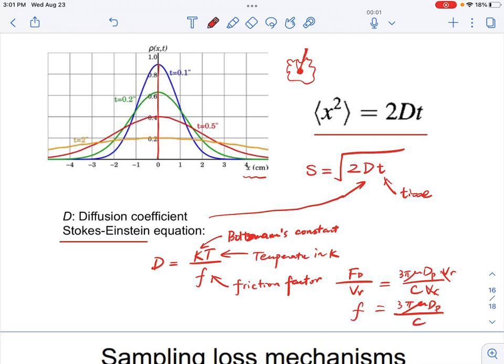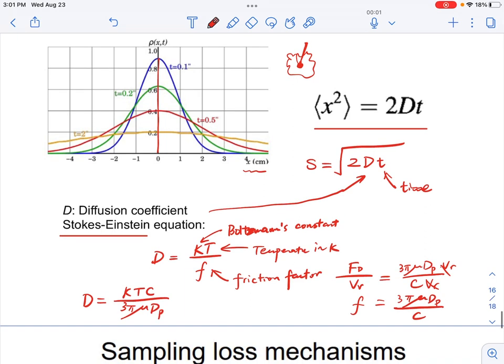So this is the friction factor, and if you plug it in, the diffusion coefficient is going to be kTC divided by 3 pi mu dp. As we introduced earlier, if you are in the continuum regime where C is close to 1, D is proportional to 1 over dp. When you get to the free molecular regime, when the particle size is very small compared to the mean free path, then C is proportional to 1 over dp, so D is proportional to 1 over dp squared.